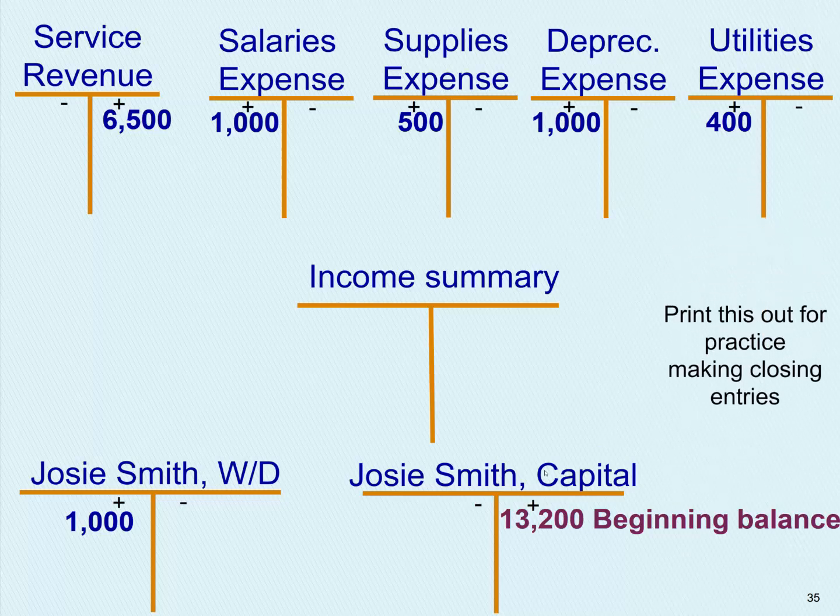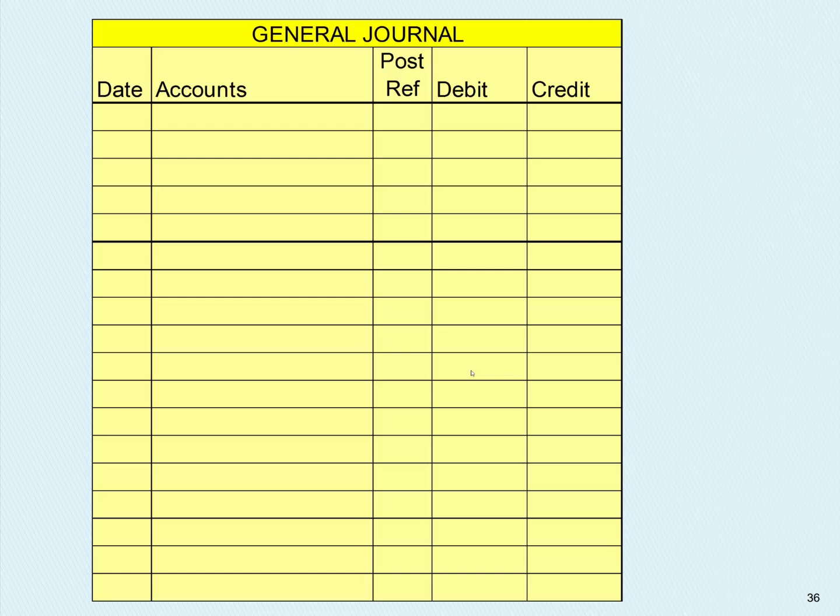So, as always, we learn best when we write things down, so I recommend that you print out this slide and follow through as I step through this. These are our temporary accounts, revenues, expenses, and draws, along with a permanent account, capital, and then our income summary account, which is a temporary account just for closing. We also need a journal page, so please print this out so you can practice doing the journal entries.